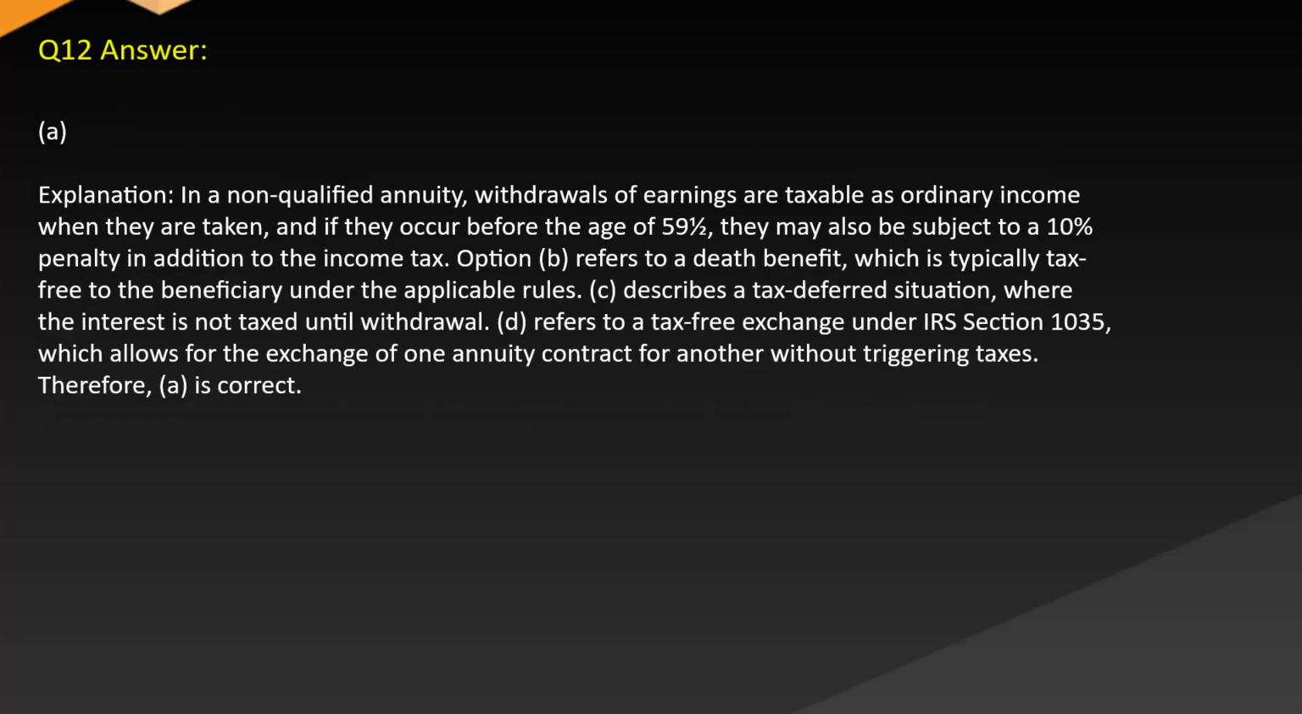Answer A. Explanation. In a non-qualified annuity, withdrawals of earnings are taxable as ordinary income when they are taken, and if they occur before the age of 59½, they may also be subject to a 10% penalty in addition to the income tax. Option B refers to a death benefit, which is typically tax-free to the beneficiary under the applicable rules. C describes a tax-deferred situation where the interest is not taxed until withdrawal. D refers to a tax-free exchange under IRS Section 1035, which allows for the exchange of one annuity contract for another without triggering taxes. Therefore, A is correct.